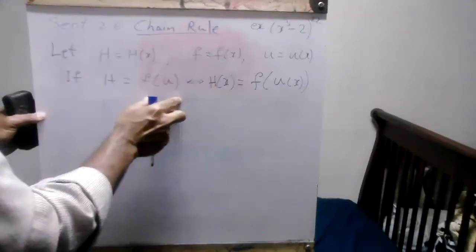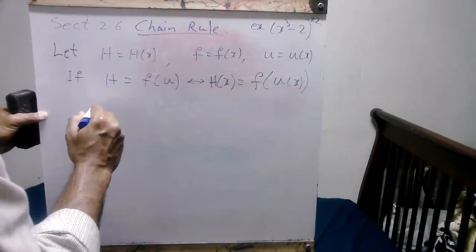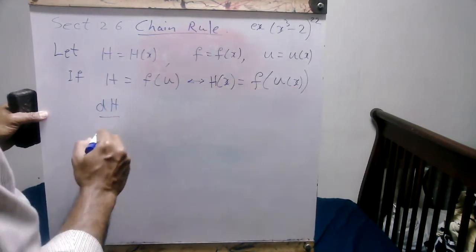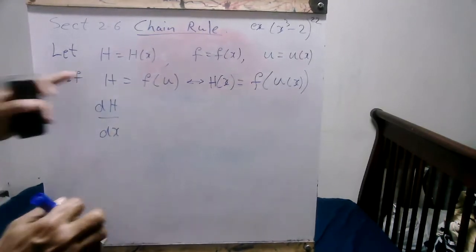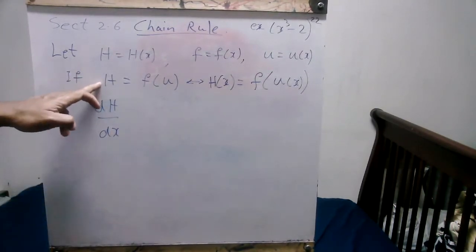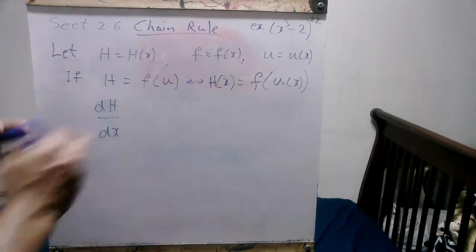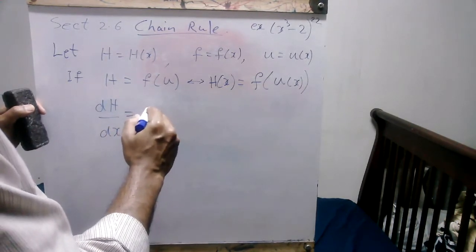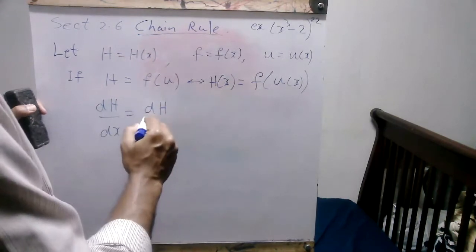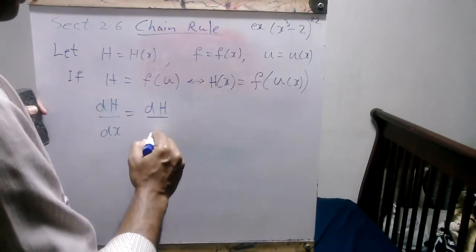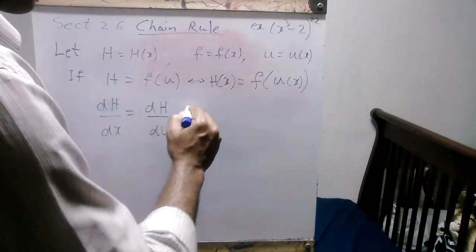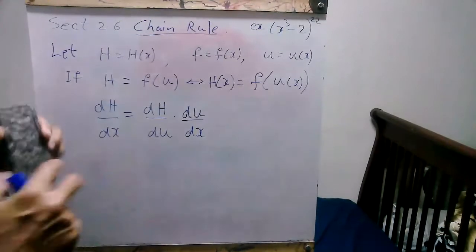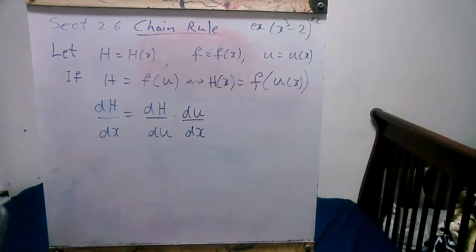If h equal to f composite u, then we can write dh dx. We want to differentiate the function h with respect to x. Let's see what chain rule is saying. It's saying this is equal to dh over du times du dx. Right? This is what chain rule is saying.